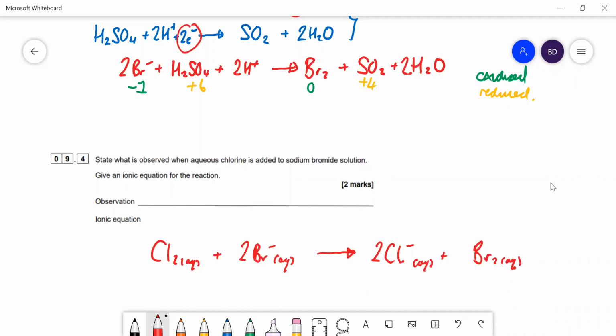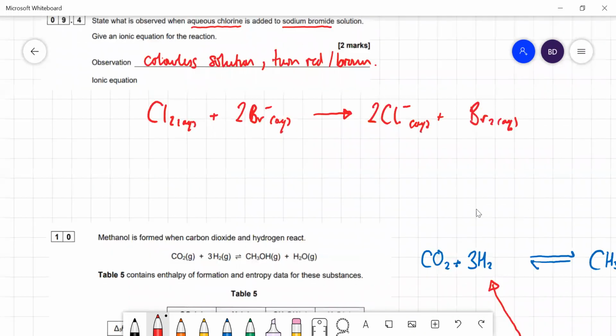The solution, we start off with the sodium bromide is a clear, colorless solution. But you'll form bromine in it, so it will turn reddy brown. The chlorine in aqueous solution is just a very, very pale green color. You don't really notice it so much. It looks almost colorless. Okay.